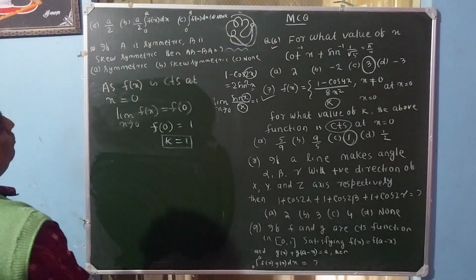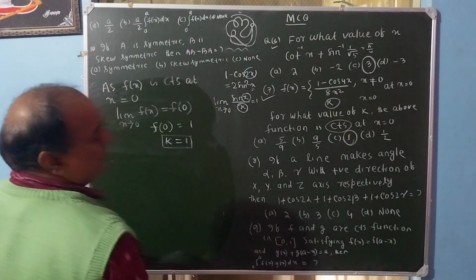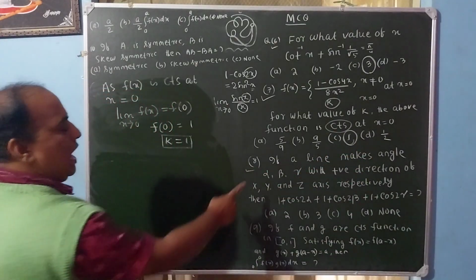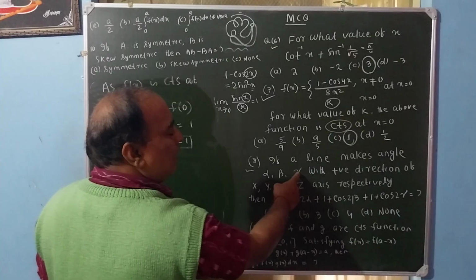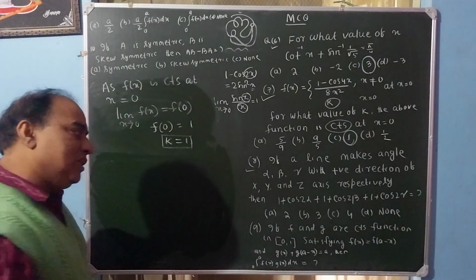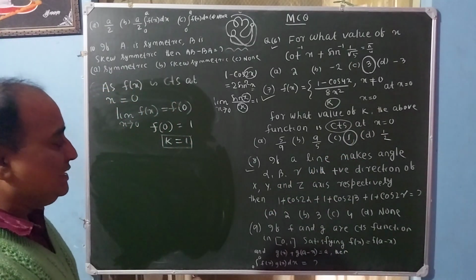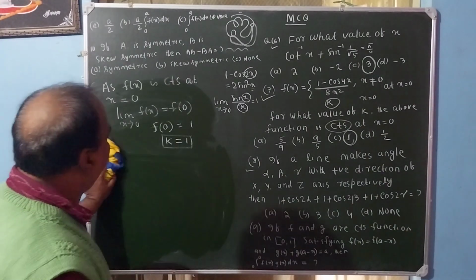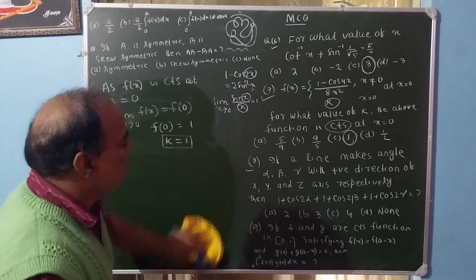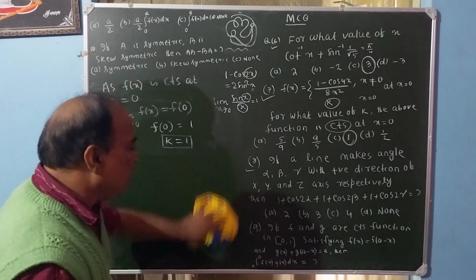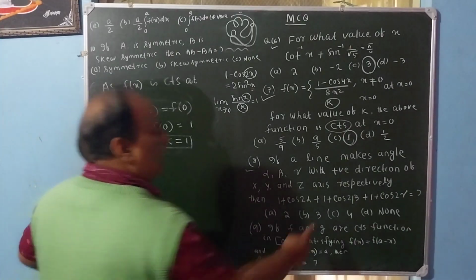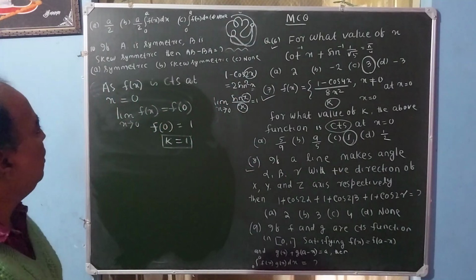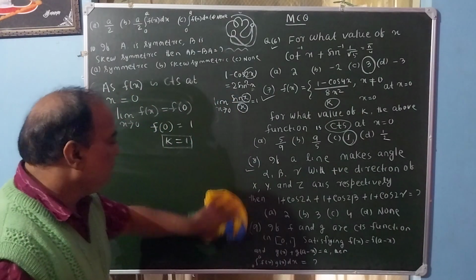Write down another question. Write down question number 3. If a line makes angle alpha, beta, gamma with the positive direction of x-axis, y-axis and z-axis respectively, then what is the value of (1 plus cos 2 alpha), (1 plus cos 2 beta), (1 plus cos 2 gamma)? What is the value?